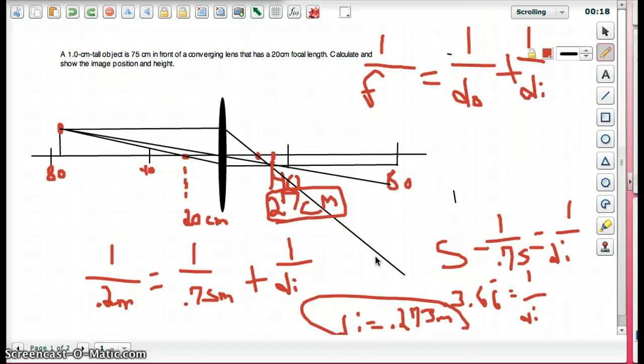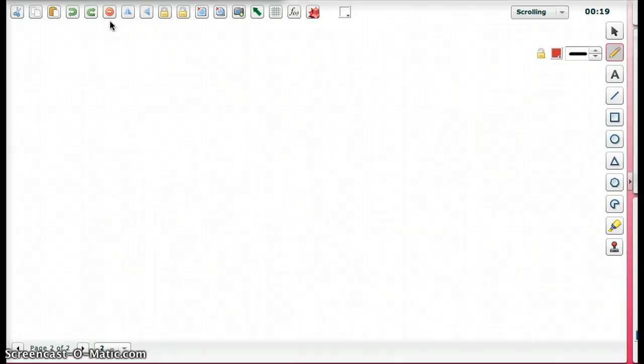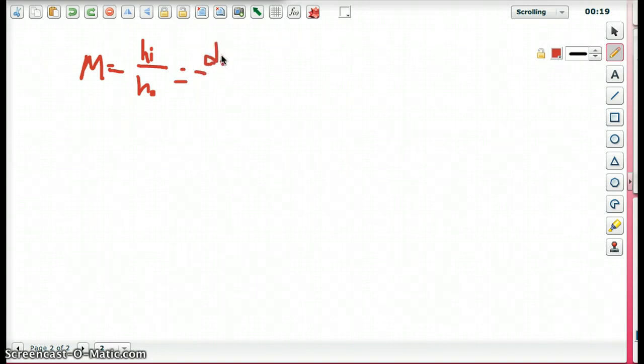Now we need to find the height of the image. And you saw the ray diagrams come together, it looks a lot smaller. So I'm expecting a smaller image than our original object. And there's also an equation to figure this out. We'll call magnification M, which is equal to the height of the image over the height of the object, which is also equal to the negative distance of the image over distance of the object.